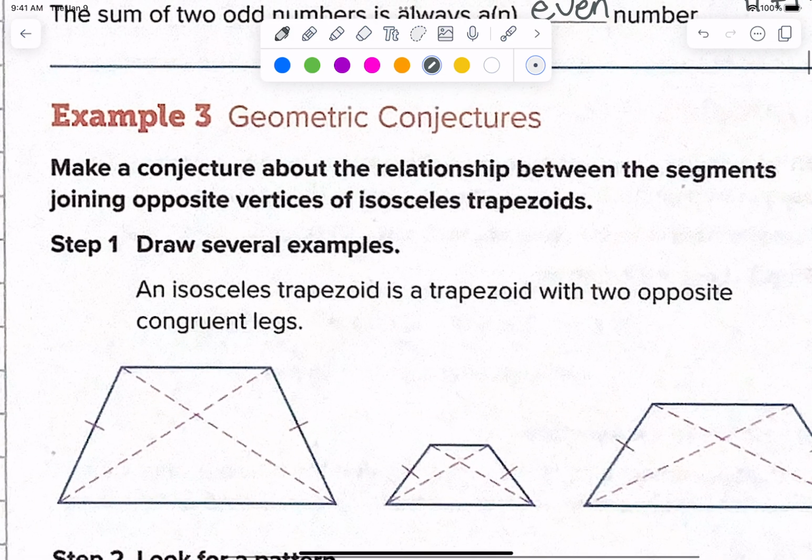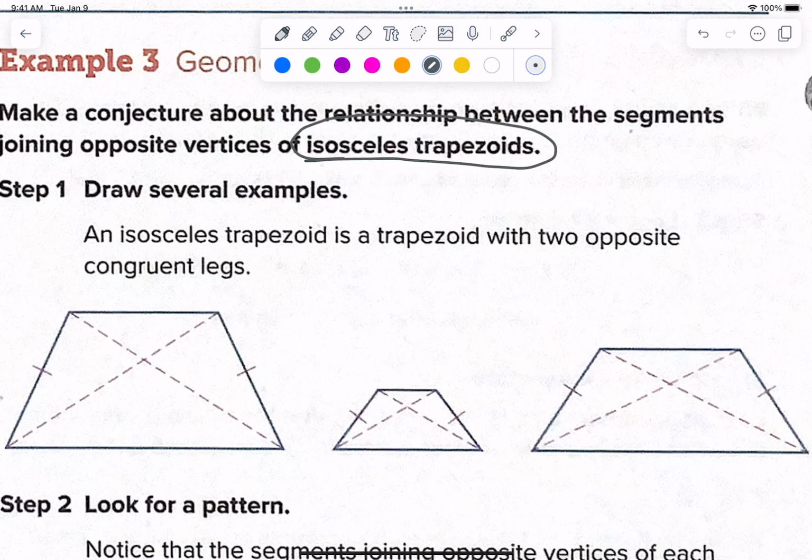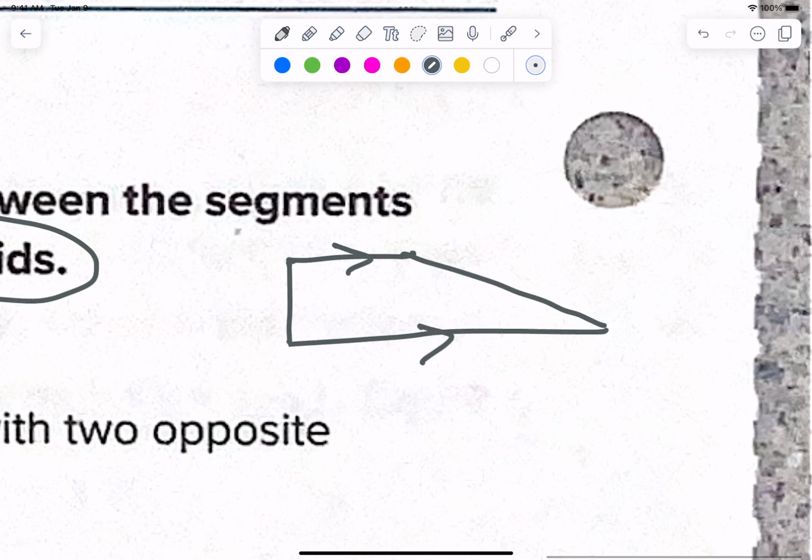Okay, now we have geometric conjectures. So now they're giving me figures, geometry figures, okay? And the thing that we're talking about is something called an isosceles trapezoid, okay? Do you guys know what a trapezoid is? Yes. Okay, do you know what an isosceles trapezoid is? A trapezoid could look like this. In order to be a trapezoid, it just has to have one set of parallel sides, usually at the top and the bottom, right? This is a regular old trapezoid.